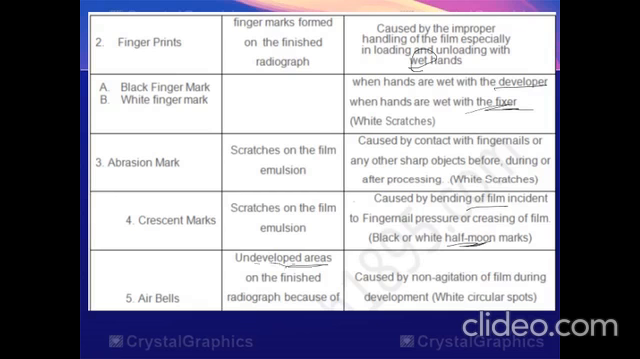Undeveloped areas. So, undeveloped areas on the finished radiograph. Naputol siya, pero andyan sa book nyo. So, undeveloped area siya. Tapos ka na mag-process, pero may part na hindi pala na-develop. It is caused by non-agitation. So, pag sinabing agitation, ito yung up and down motion while we are processing the film. Okay? Agitation, up and down motion.